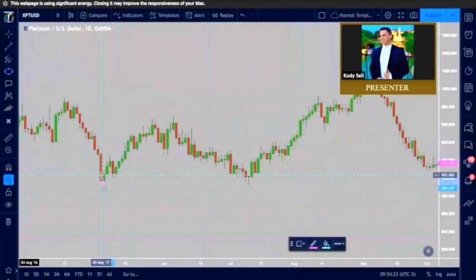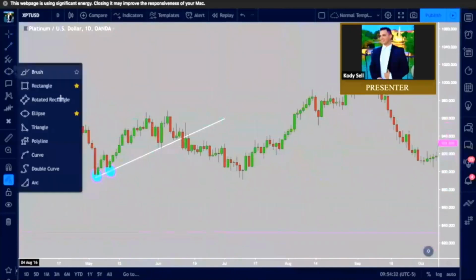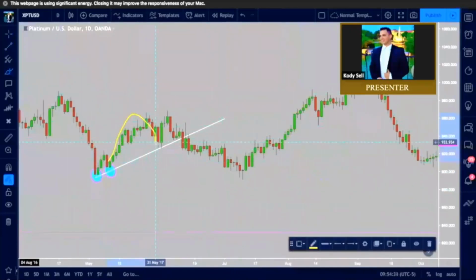Here we go. We've got a valley right here. We've got a valley right here. Let's connect them. What happens? Price comes up, comes back down to our trend line, finds support, bounces up, breaks with a strong candle, retests, finds resistance, continues on to the downside. Beautiful.